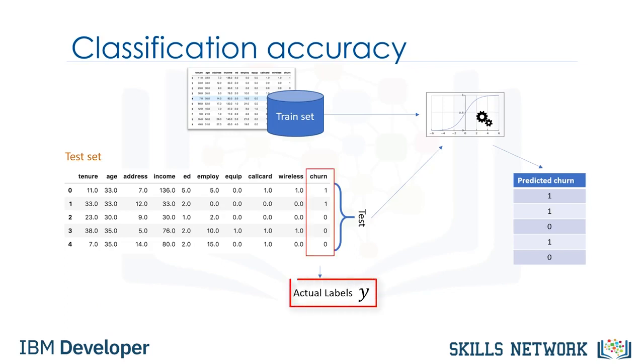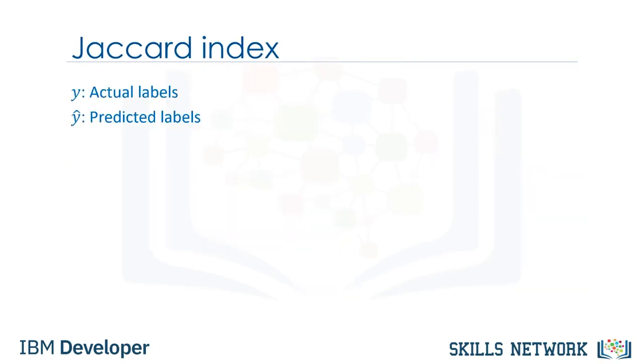Basically, we compare the actual values in the test set with the values predicted by the model to calculate the accuracy of the model. Evaluation metrics play a key role in the development of a model as they provide insight into areas that might require improvement. There are different model evaluation metrics, but we just talk about 3 of them here, specifically Jaccard Index, F1 score, and log loss.